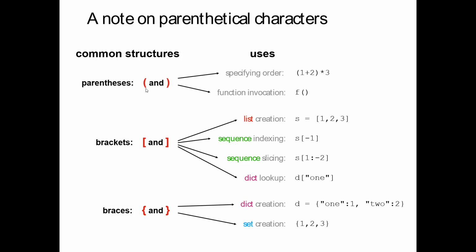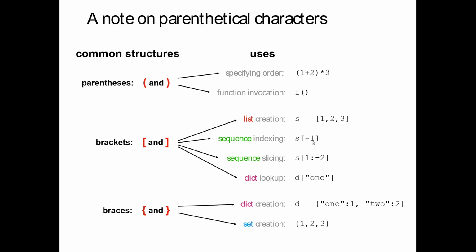We've used parentheses in at least two ways. First, for order of operations or precedence, to specify that I want the 1 plus 2 to happen before the multiplication. And then we've also used it for calling functions. So, function invocation. Square brackets we've used a number of places. It's used to define a list, and used for indexing and slicing. So we've seen this all with lists.